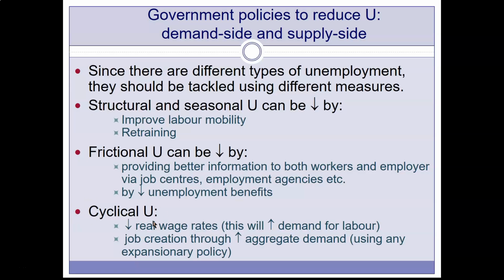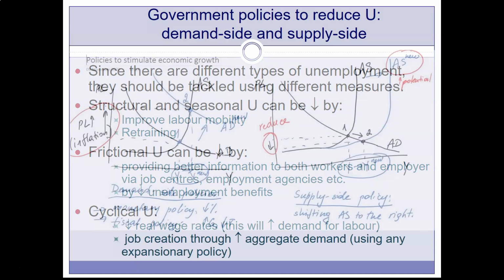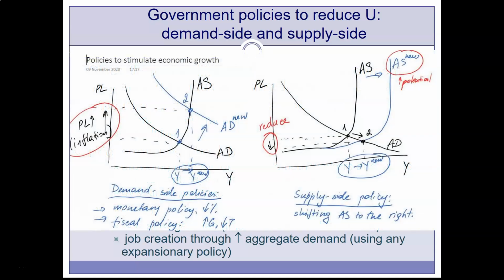Next, cyclical unemployment, which, as we know, depends on the stage of the business cycle, can obviously be controlled, be reduced by manipulating the business cycle itself, by reducing real wage rates during the periods of high unemployment, which will increase demand for labor, or by increasing jobs through increasing aggregate demand. So any measures which we've discussed previously, which would stimulate aggregate demand, which would support aggregate demand, for example, reduction in taxes, or increasing government expenditure, or reducing interest rates to reduce cost of borrowing and stimulate consumption and investment.